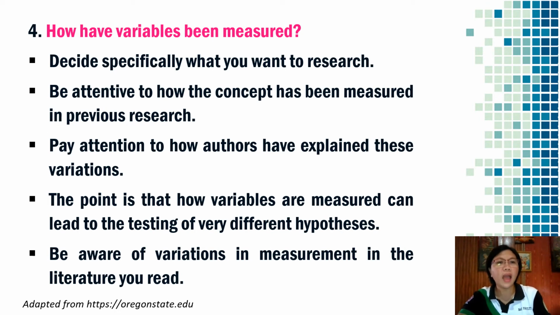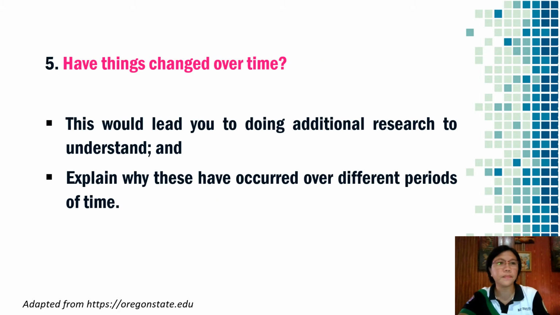Fourth, how have variables been measured? We have to decide specifically what we want to research. We have to be attentive to how the concept has been measured in previous research. We have to pay attention to how authors have explained these variations. The point is that how variables are measured can lead to the testing of very different hypotheses. Let's be aware of variations in measurement in the literature that we are reading.